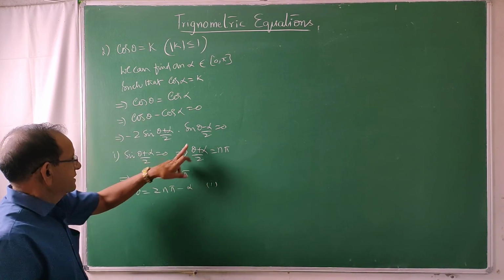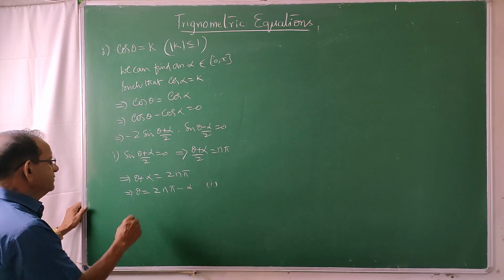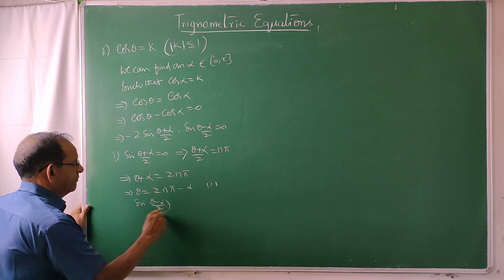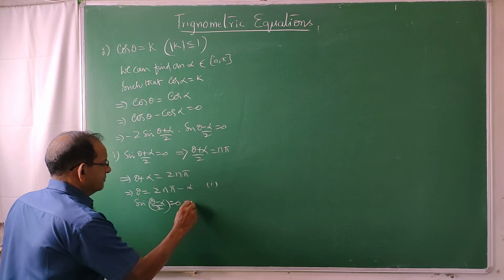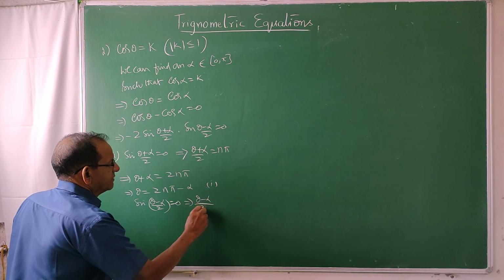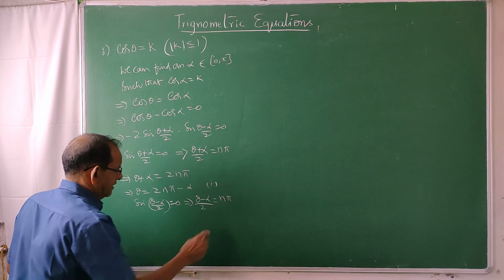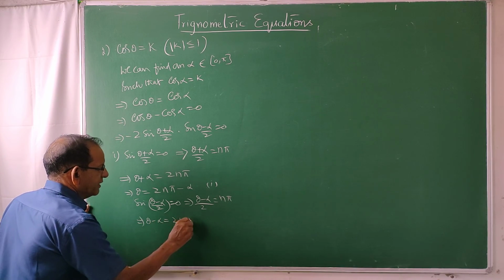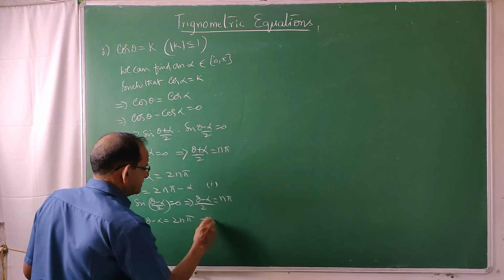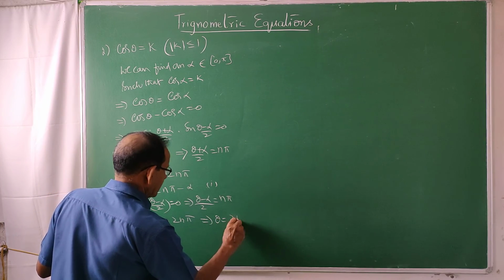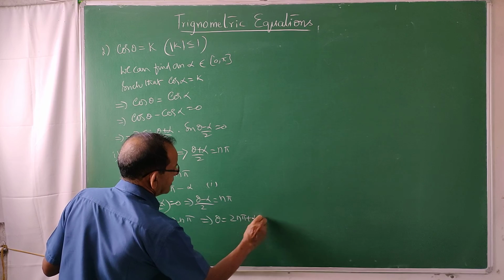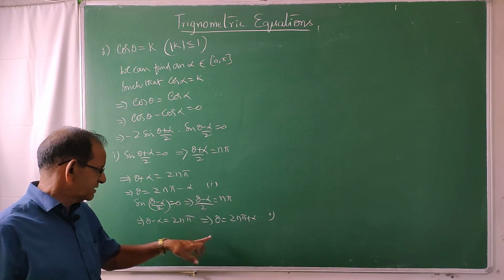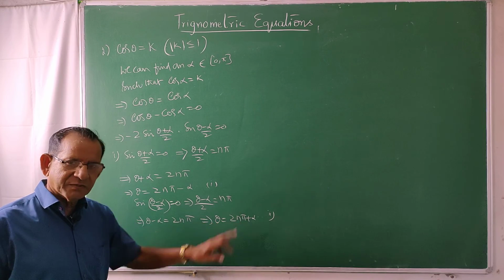Now let us take the other case. Sin (theta minus alpha)/2 is equal to 0. That implies (theta minus alpha)/2 is equal to again n pi. That implies theta minus alpha is equal to 2n pi. This implies theta is equal to 2n pi plus alpha. Second result. First result is 2n pi minus alpha, and this is theta is 2n pi plus alpha.